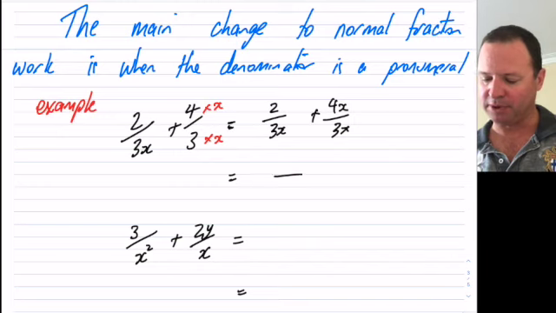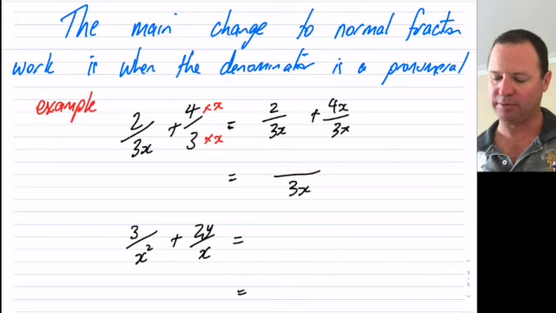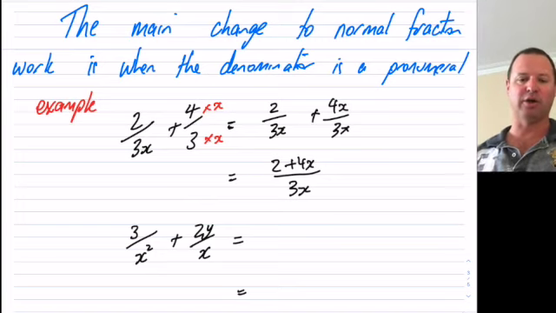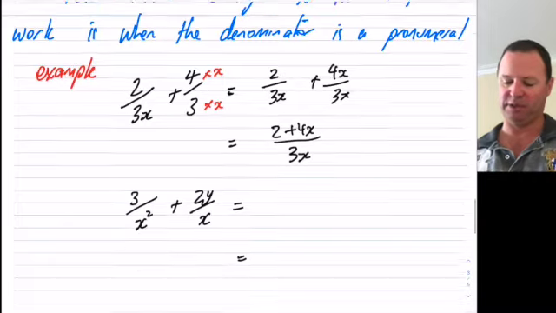Now I've got my common denominator, so I can just write it on the bottom. At the top, I've got 2 plus 4x. Is there anything common between those two? No, so I can't join them up, and I'm finished, okay?